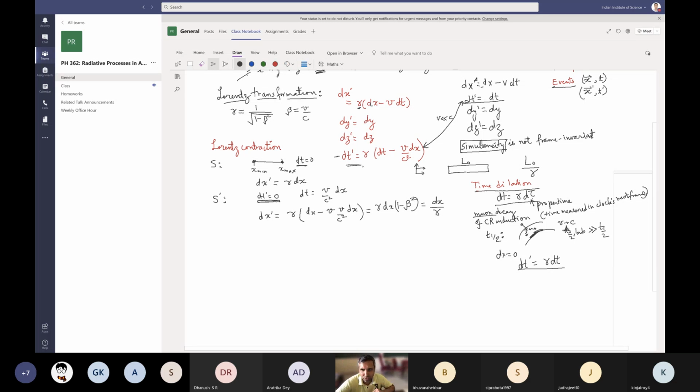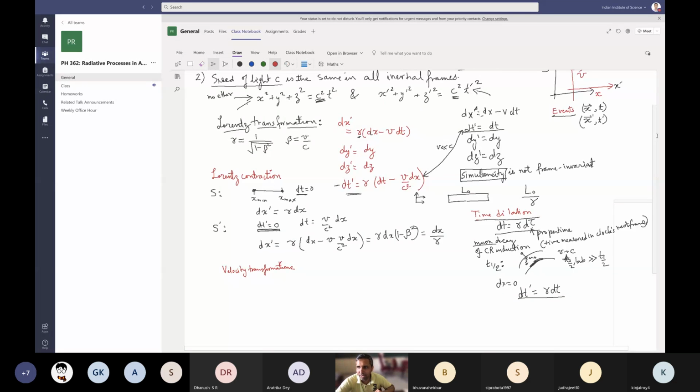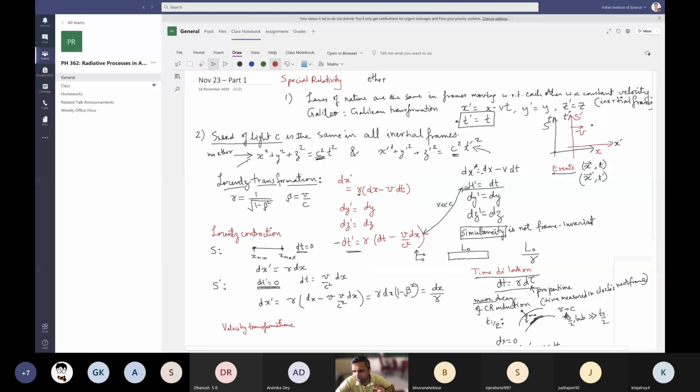So this is Lorentz contraction, time dilation. Okay, what about velocity transformations? We want to transform velocities from one frame to another. Let me go back to this picture. Now we will deal with a situation like S and S prime, in which we are in the lab. So this S frame is the lab frame and S prime is the particle rest frame, right?